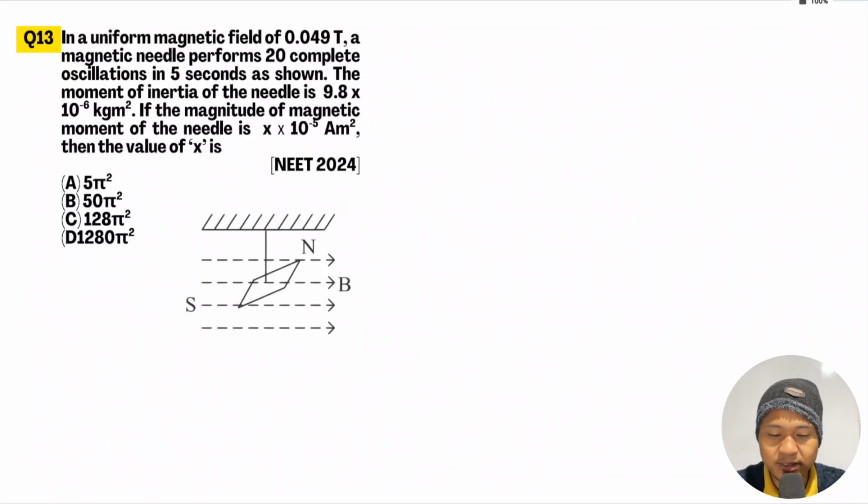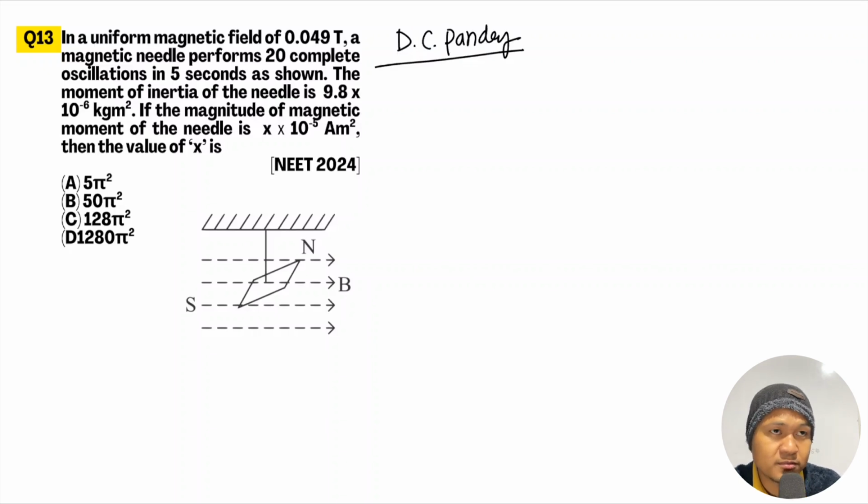I think we have one more. This topic is outside NCERT. Vibration of a magnetic needle: you can refer to DC Pandey. I think you have the book Objective Physics by DC Pandey. It is the vibration of a magnetic needle inside an external magnetic field.